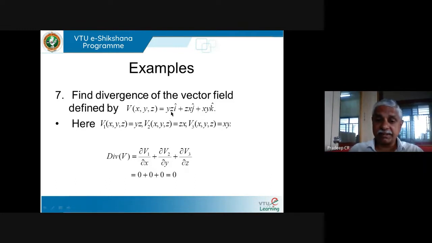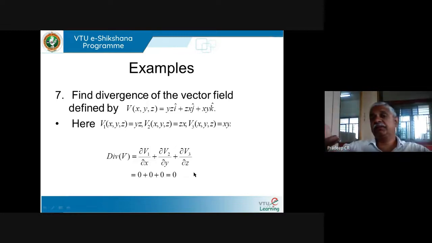Here V1(x, y, z) is yz, that is the i component. V1 stands for i component, V2 stands for j component, V3 stands for k component. By definition, divergence of V is del V1 by del X. If you differentiate with respect to X, I'll get 0 because Y and Z are constant. When I'm differentiating with respect to Y, del V2 by del Y, Z and X are constant, so this is 0. And similarly, when I'm differentiating with respect to Z, X and Y are constant, so I'll get 0 plus 0 plus 0, which is 0. That means divergence is 0 here.